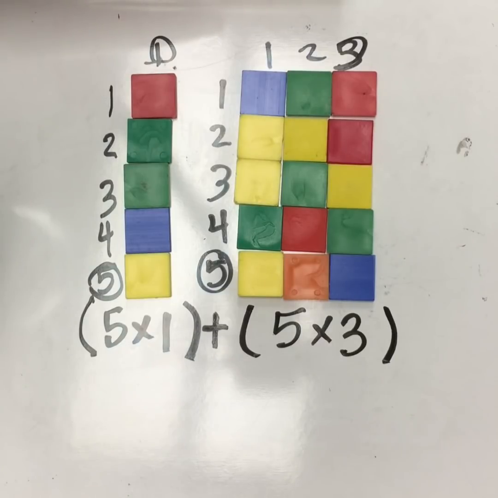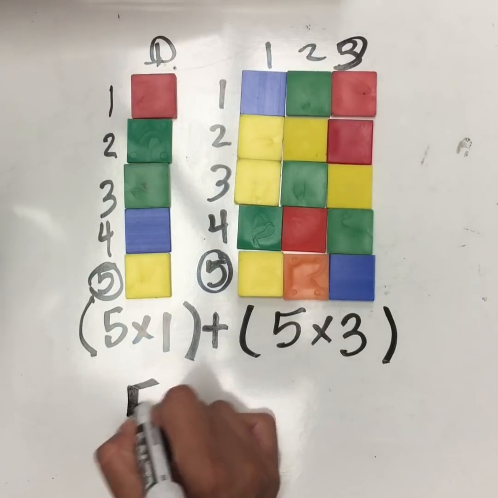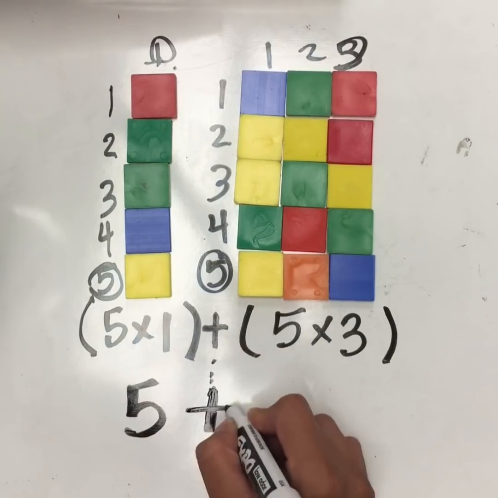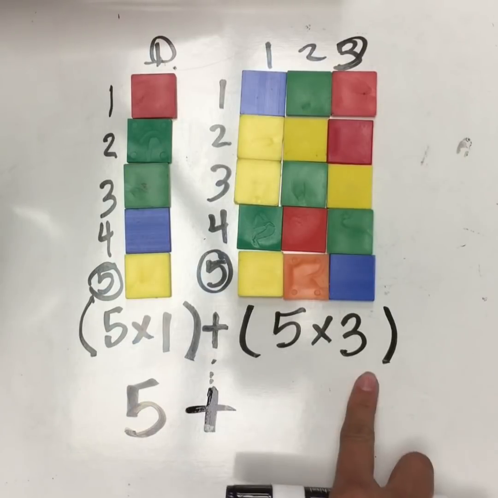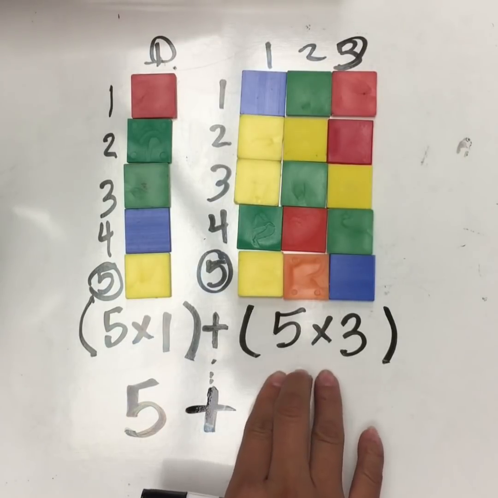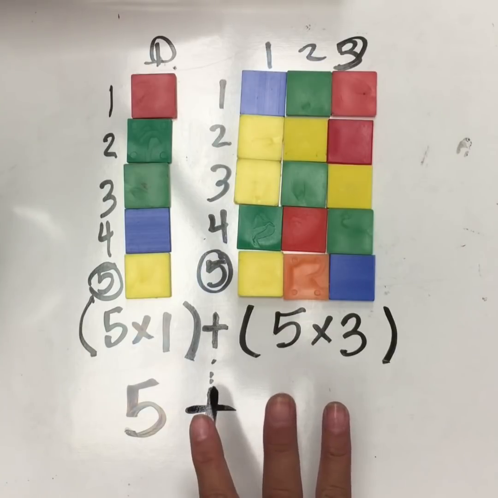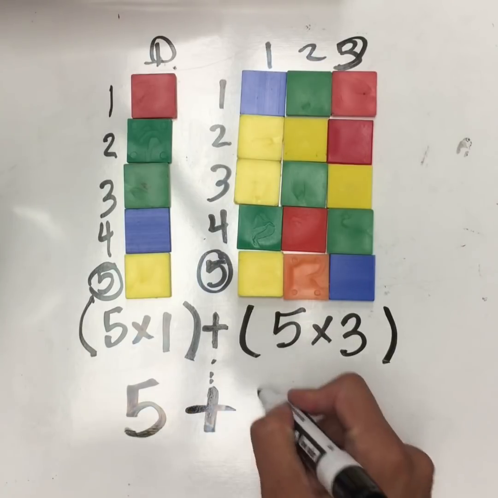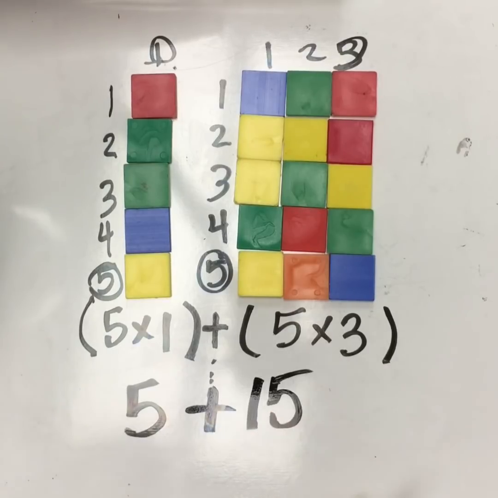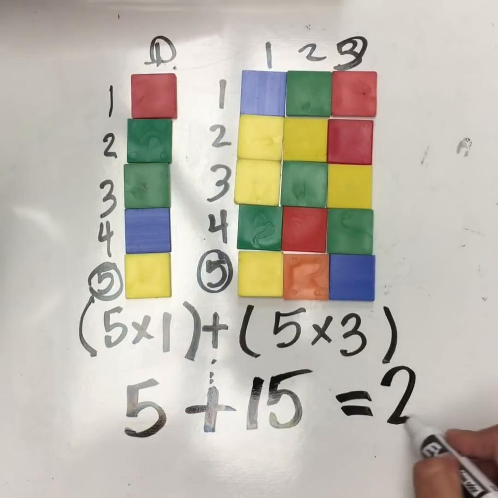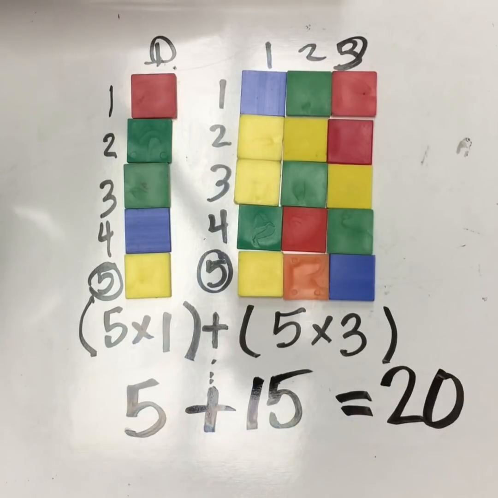Here's my checkpoint on UPS check. 5 times 1, we know identity property. 1 is done, so the answer would be 5. I'm going to bring down my plus sign, and I'm going to do 5 times 3. And I know my 5s because I can skip count, so I'll skip count 3 times. 5, 10, 15. And now I know that 5 plus 15 does indeed equal 20.